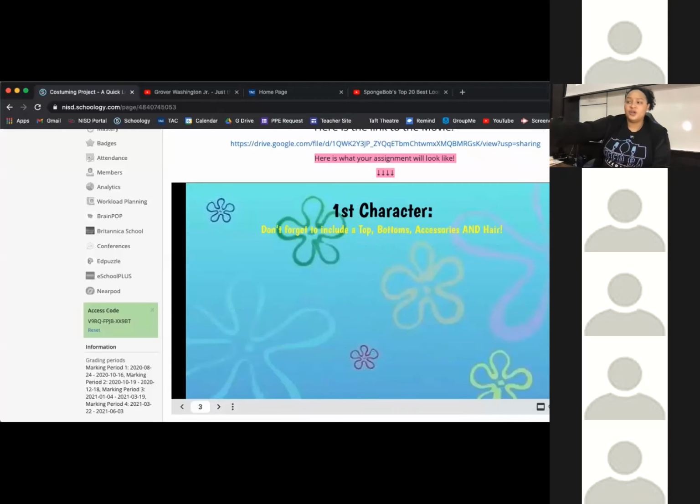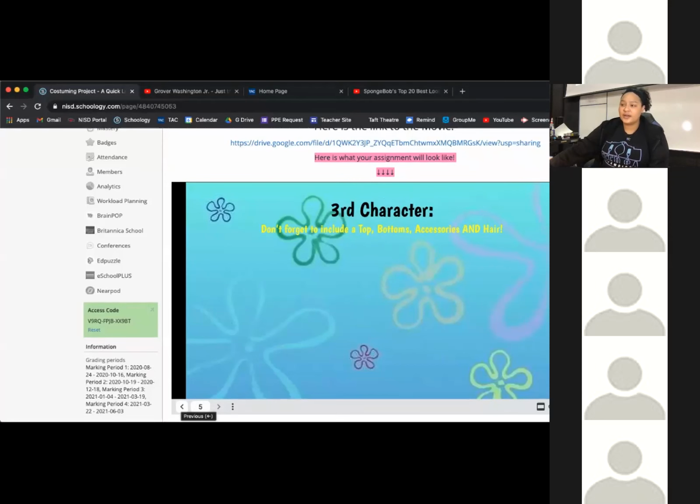And then you do have each slide. You're going to have your first character, and you're just going to pick whichever one you'd like to do, second character and third character. I made these slides for you so that you don't have to set up all of it. All you have to do is go and try to find the pictures.